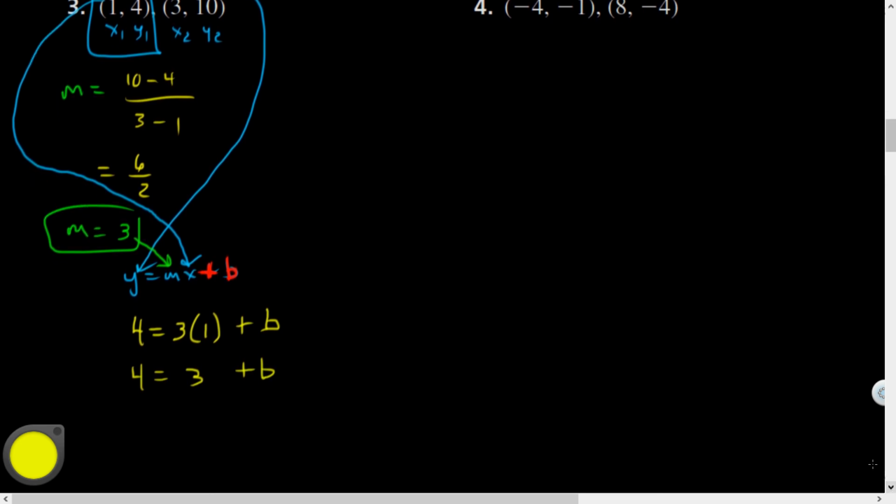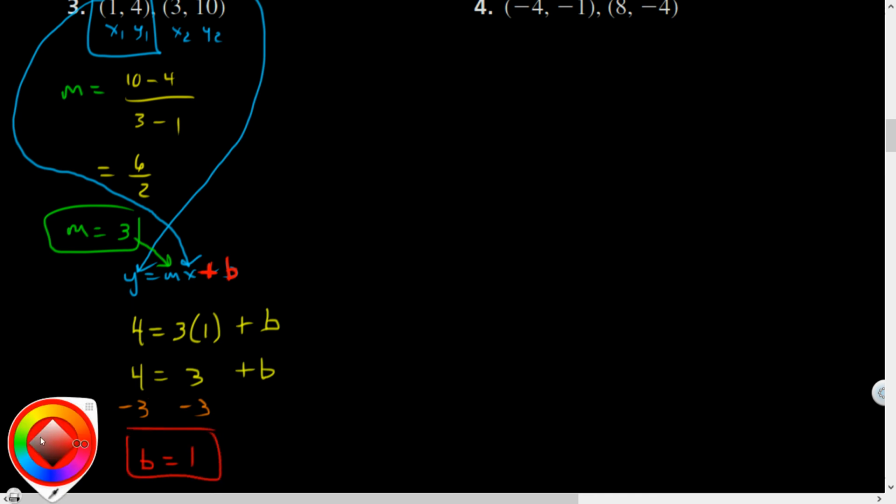How do I solve for b? Subtract 3 from both sides. And I'm going to flip this all in one go. B is equal to 4 minus 3, which is 1. So there's m and b. Last step I do is write the equation: y equals 3x plus 1.